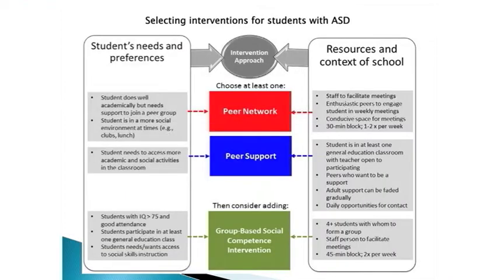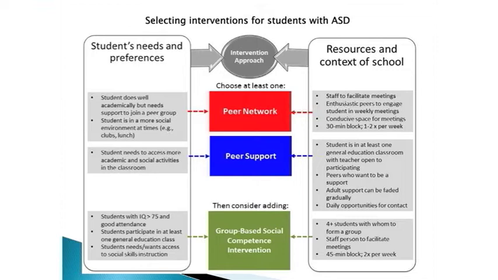This was the matrix that we used to select interventions for our students with ASD. So we have our intervention approach in the middle: peer networks, peer supports, and SCIH. And then we have the students' needs over here on the left, and of course the resources and context of the school over on the right.